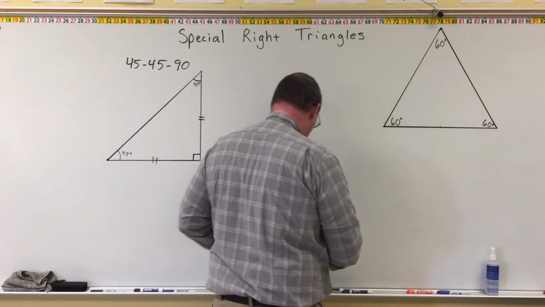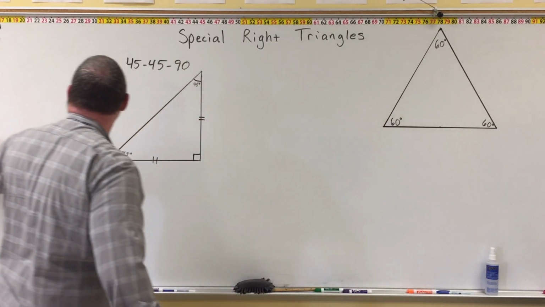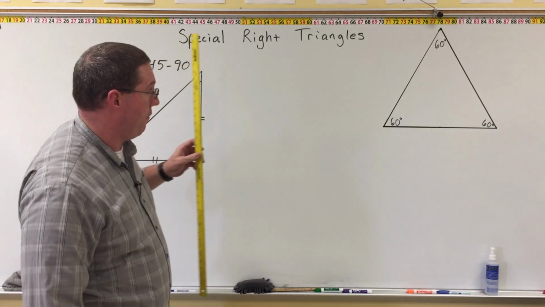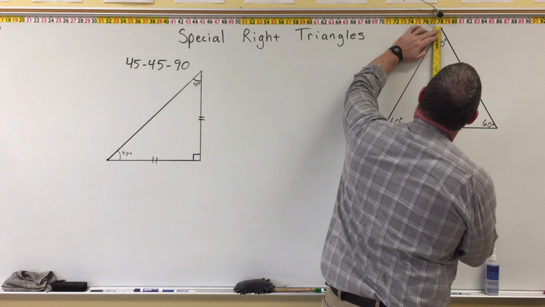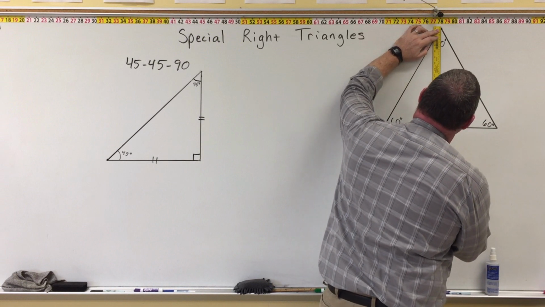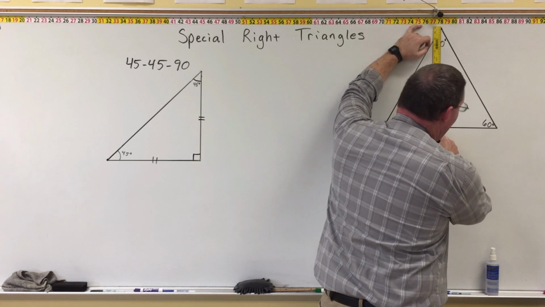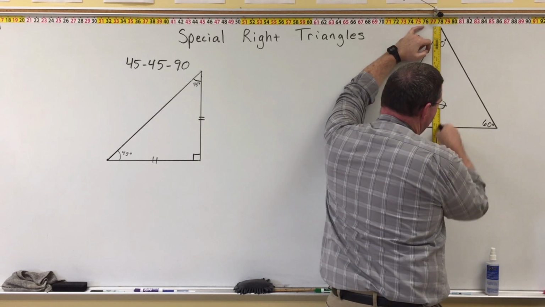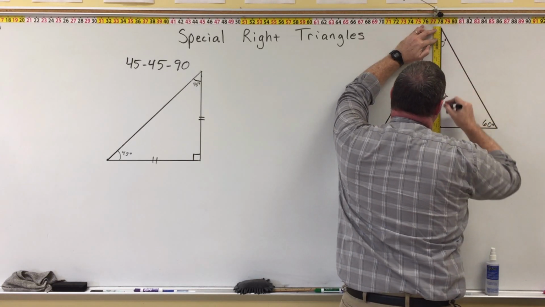special right triangles. So we're going to take this equilateral triangle and we're going to do something very similar. We are going to cut it in half. So I'm going to go to the top here to one of these vertices, and I'm going to cut this triangle in half with an altitude. The altitude is going to come down here and make a 90-degree angle. Okay, so I'm going to draw a vertical line here.